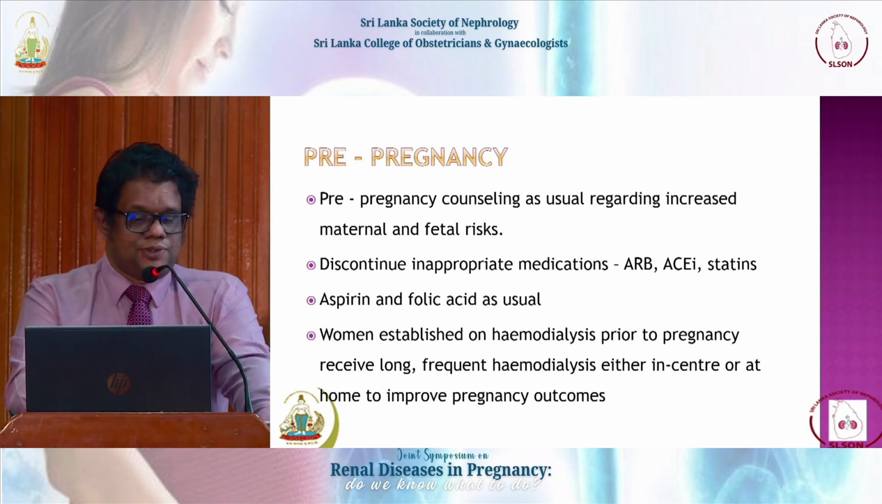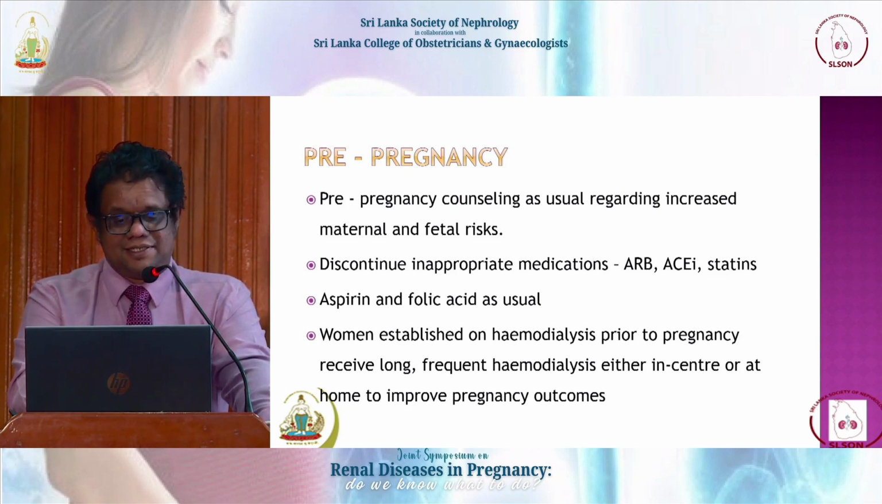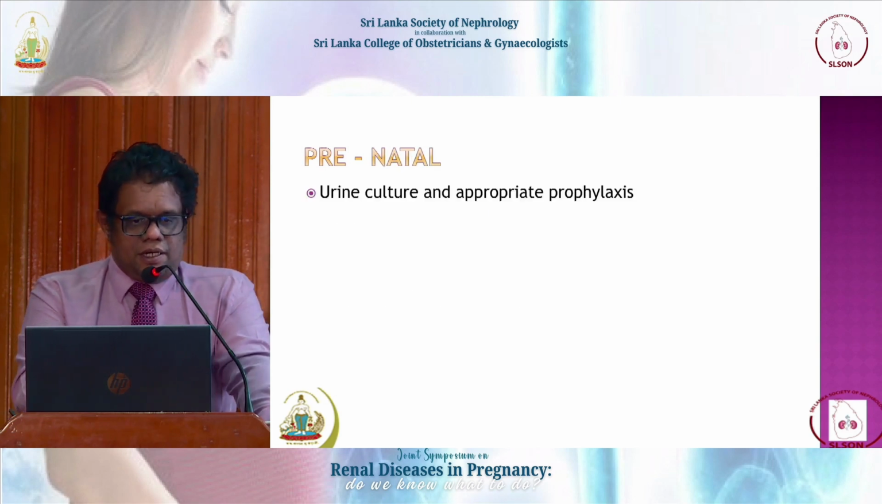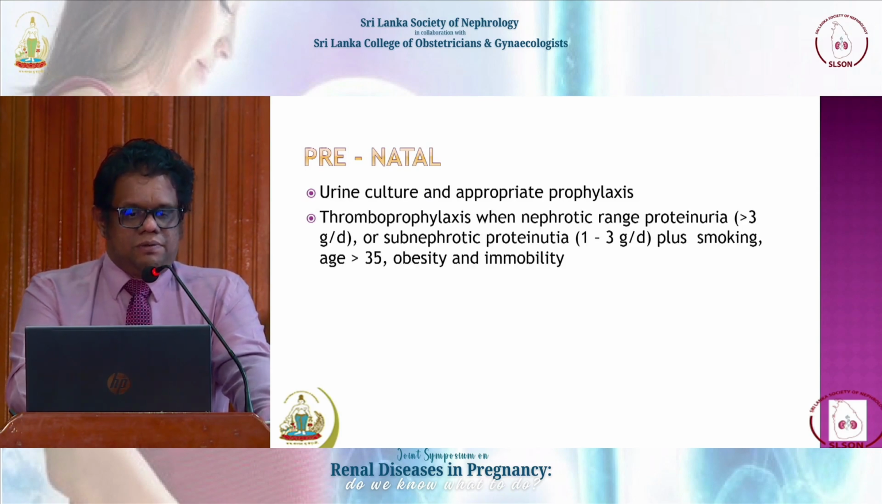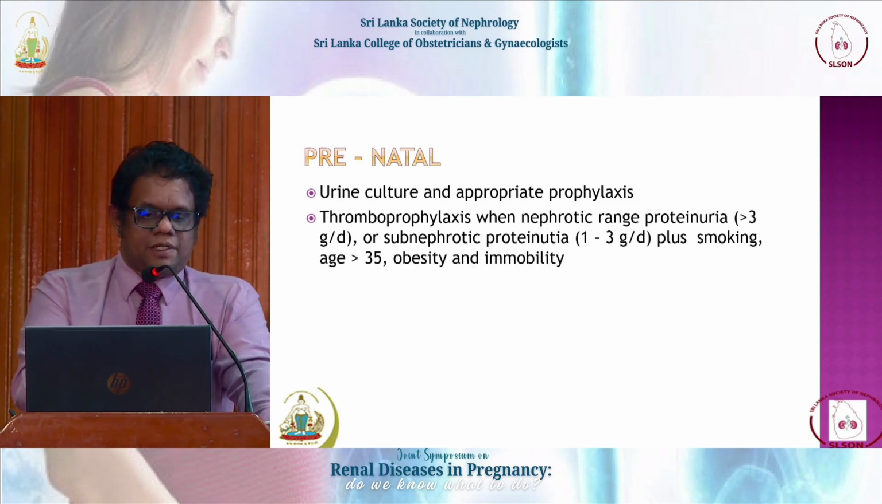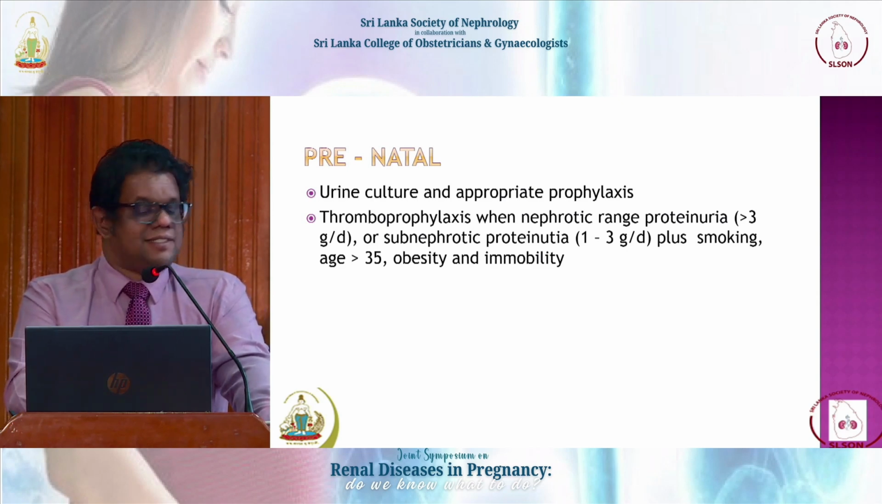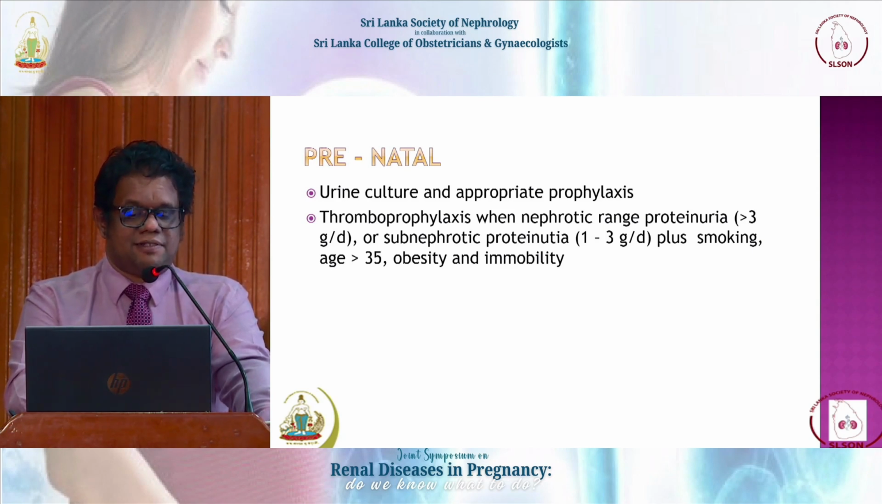Aspirin and folic acid as usual, and women established on hemodialysis prior to pregnancy should receive long frequent hemodialysis, either in center or at home, which was discussed by Ramesh in detail. During the pregnancy, urine culture and appropriate prophylaxis should be started. Thromboprophylaxis is given with nephrotic range proteinuria of more than 3 grams per day, or, even if lower, when associated with risk factors like smoking, advanced maternal age, obesity or immobility.